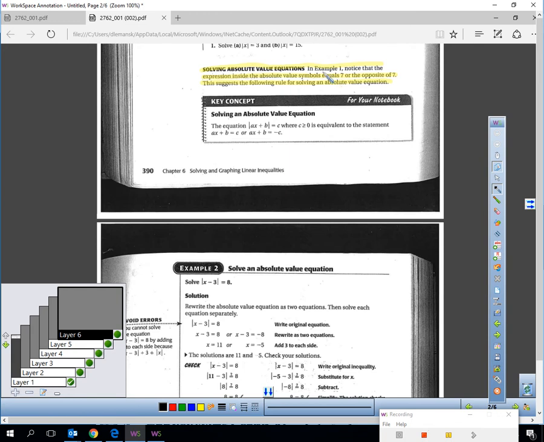Solving absolute value equations. In example 1, notice that the expression inside the absolute value symbol equals 7 or the opposite of 7, which means -7, like we had. This suggests the following rule for solving an absolute value equation. If the absolute value of ax plus b is on the left equaling a number c on the right, where c is greater than 0, it is equivalent to the statement ax plus b equals c, or ax plus b equals opposite c.